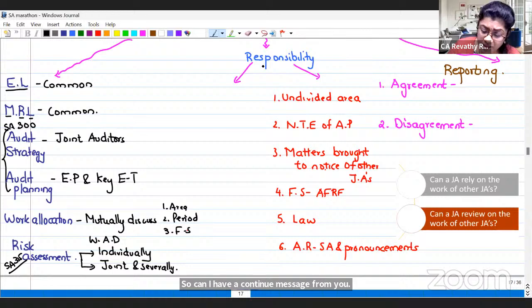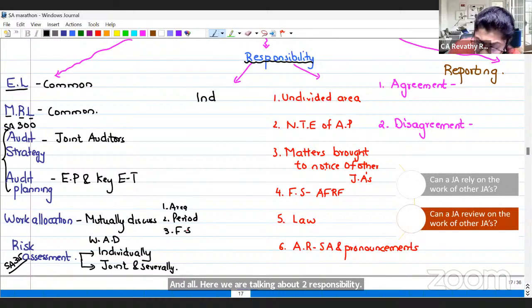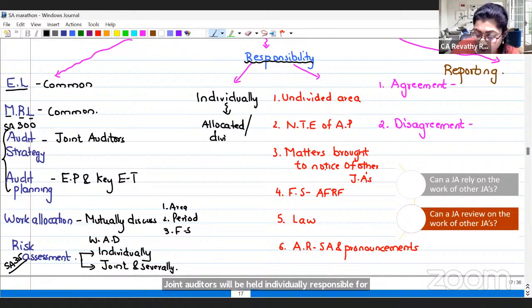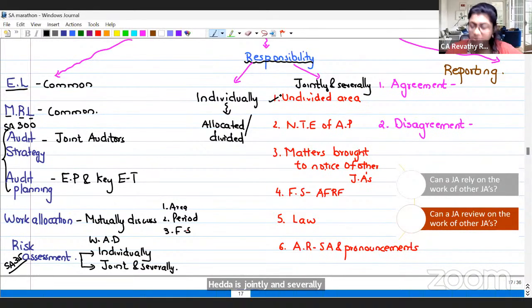Okay, responsibility. Here we are talking about two responsibilities. One is they will be held individually responsible. Usually we say solely, here they say individually responsible. For which area? Joint auditors will be held individually responsible for the allocated or divided area, including deciding the audit procedure. Now, they will be held jointly and severally responsible for the undivided area. For example, notes to accounts, and nature, timing, and extent of audit procedure in undivided area.